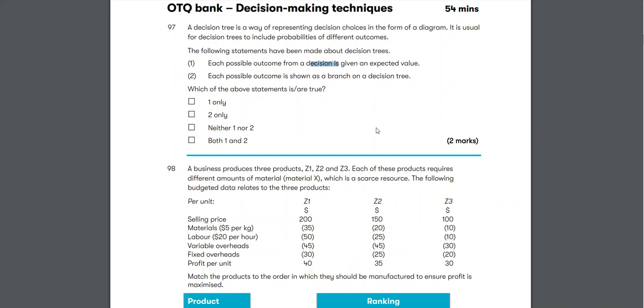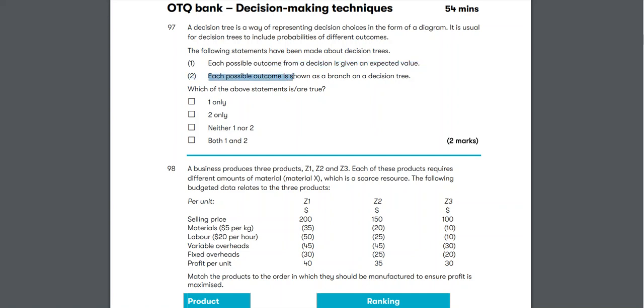The first one, each possible outcome from a decision is given an expected value. Remember, expected value means the average of all values. So this is not true. Each outcome is given a value, not an expected value. Expected value would be when you combine the values of all outcomes, when you find that average value, and that is given for a decision, not for an outcome. For an outcome, a value is given, and when we combine that, it becomes the expected value for a decision. So the first one is wrong.